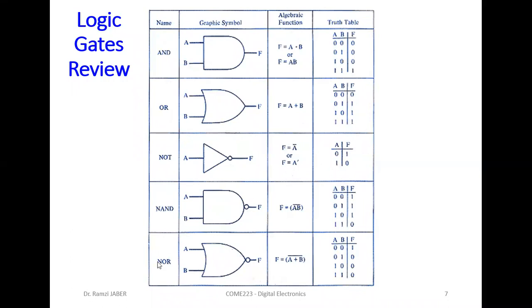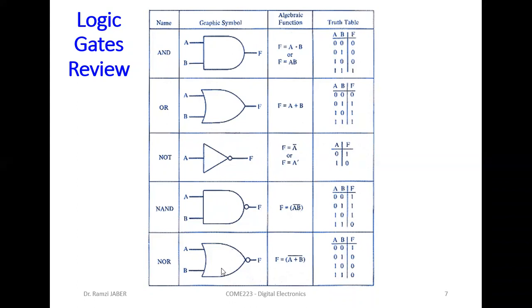Now we have NAND and NOR. NAND is AND plus an inverter. We put a bubble here. Bubble means inverter. So NAND is not AND. Not AND means NAND. So NAND is AND plus inverter. We can put an AND and then an inverter, the same. When you put AND and the inverter, the output will be inverted. So the output will be 1 1 1 0, the opposite of AND.